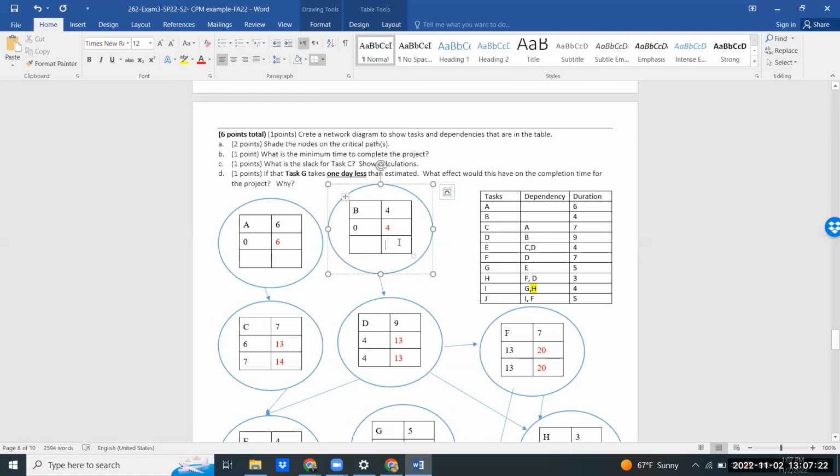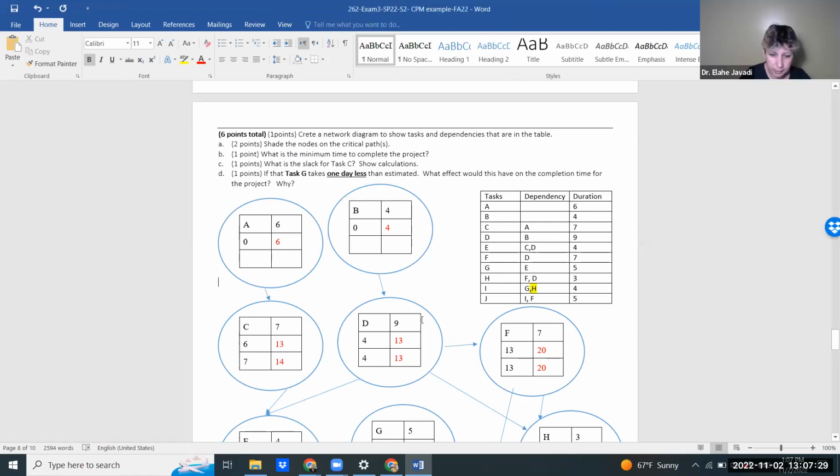It's gonna be 4 and 0. Let me see. B has D after it. D has a late start of 4. This one late finish. Perfect. Yes. How about A? And that's going to be Michaela with a star.